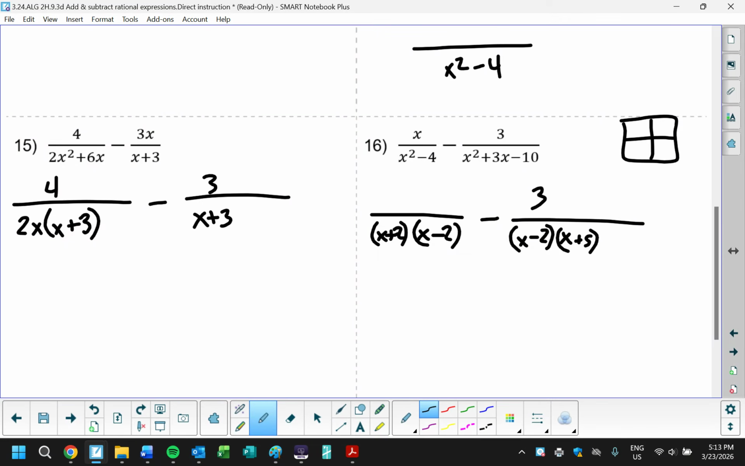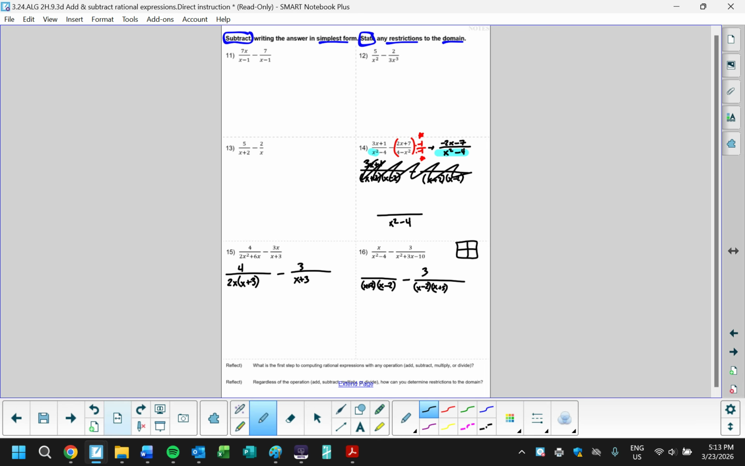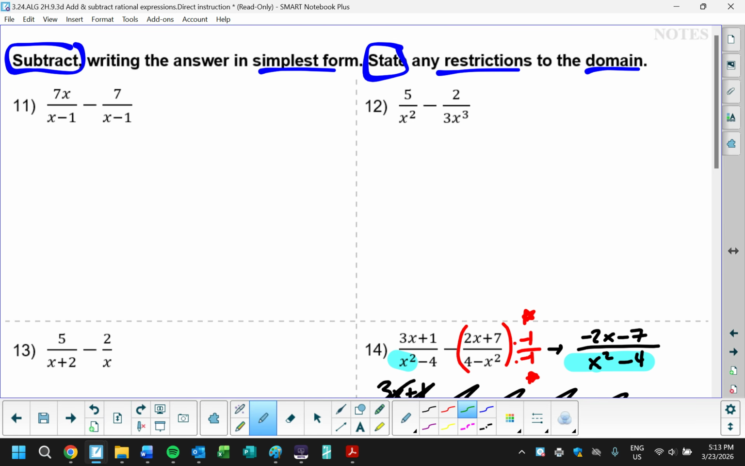All right, now that everything is factored on this page, folks, I'm going to go ahead and find those common denominators. We're going to subtract, we're going to simplify, we're going to find restrictions. These already have a common denominator. So just like number 14, we're going to be able to dive directly into number 11 and come up with the answer immediately. 7x take away 7, all split up into x minus 1.